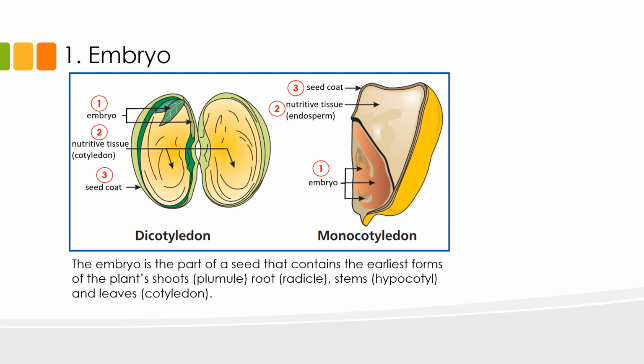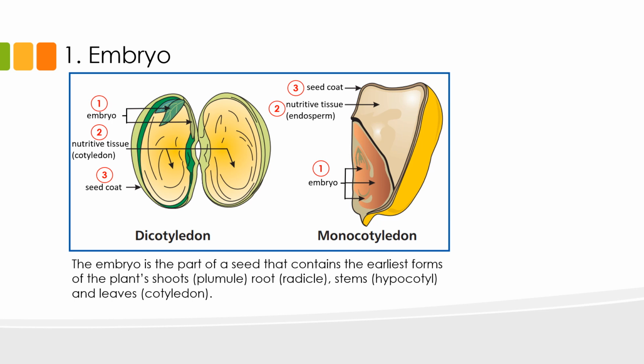Let us start with the embryo. The embryo is the earliest form of the plant. The illustrations in this panel show us embryonic structure in a dicot and a monocot seed. In this dicot seed, we have here our embryo, and in this monocot seed, we have here our embryo.